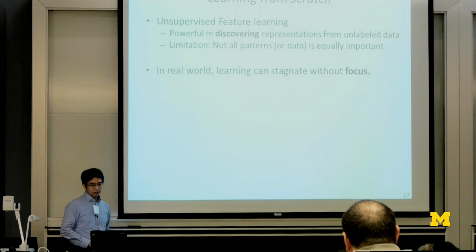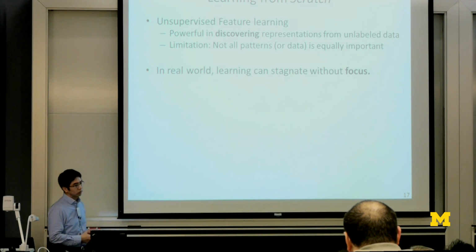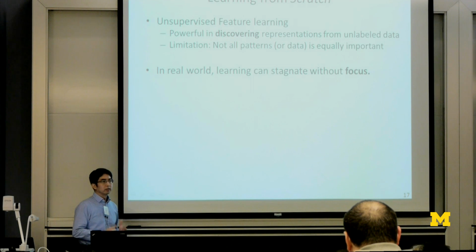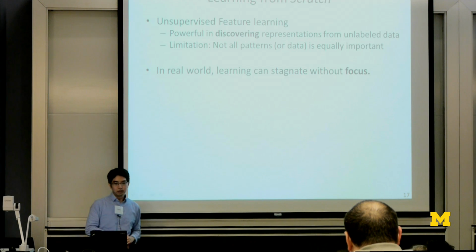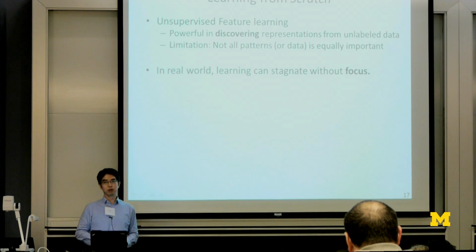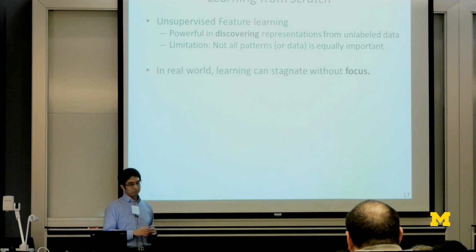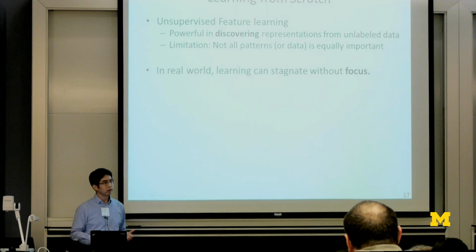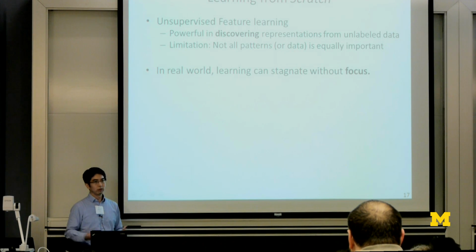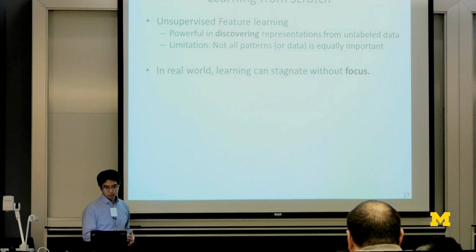We know that there are some good algorithms, such as unsupervised feature learning that I just talked about. These algorithms are very powerful in learning useful representations from unlabeled data. However, one big limitation is that not all patterns are equally important. And in the real world, where there are lots of distractions or irrelevant patterns, learning will quickly stagnate because the learning algorithm doesn't know which pattern is important and which is not.